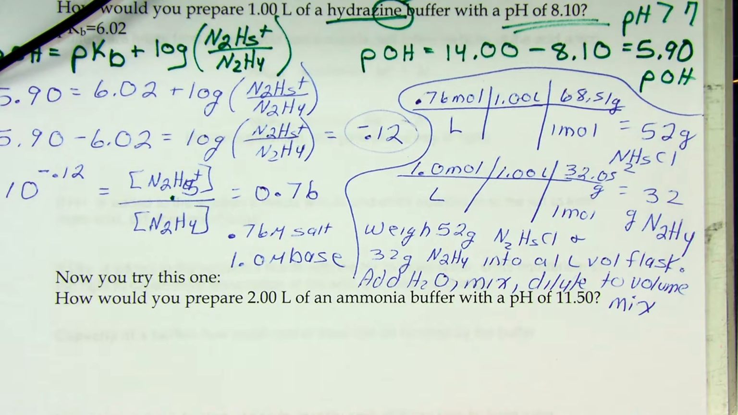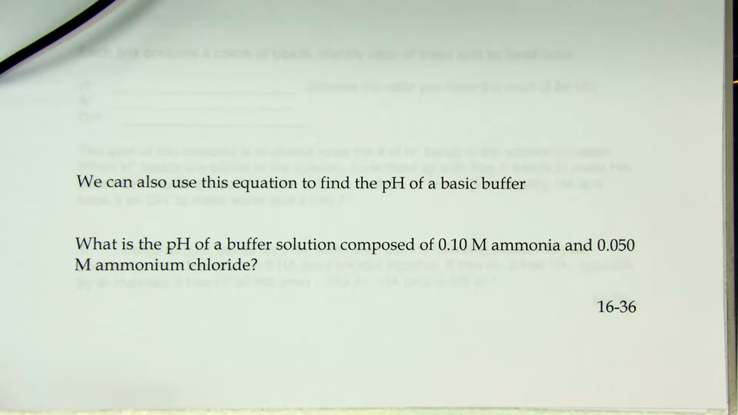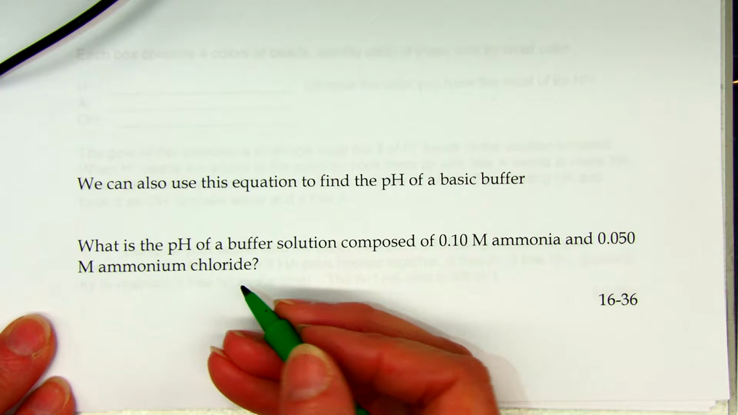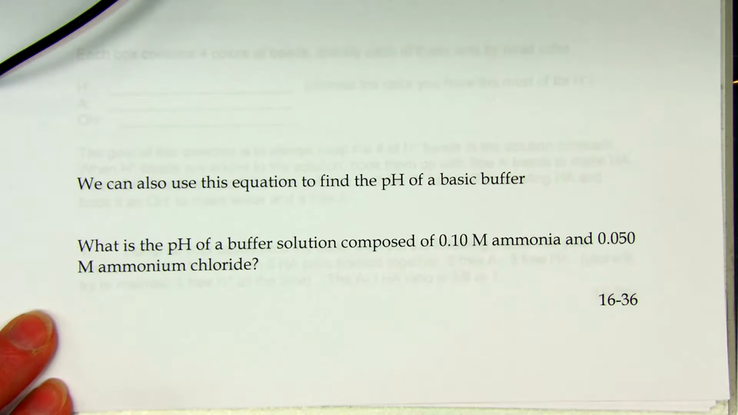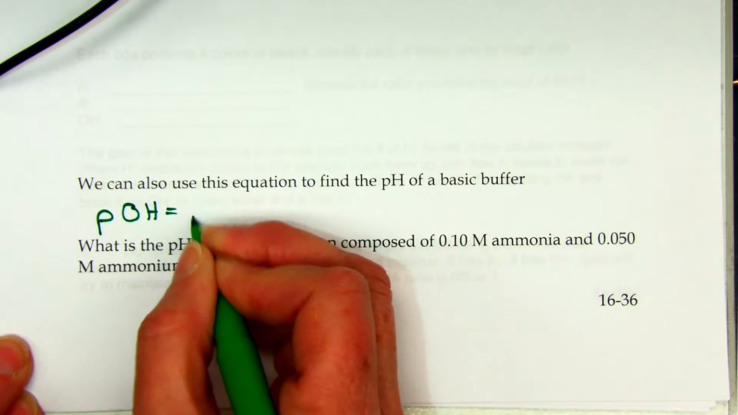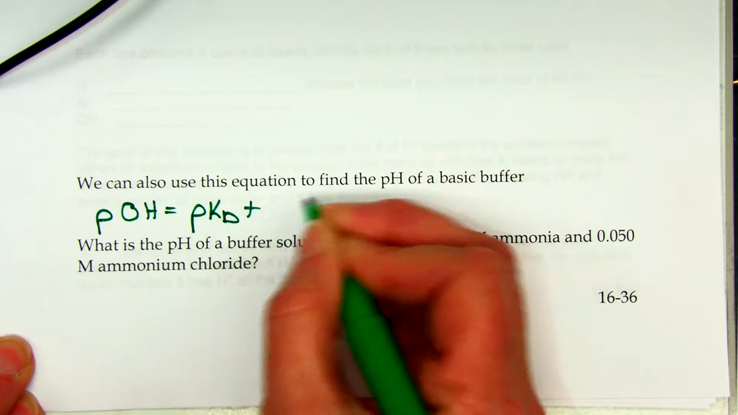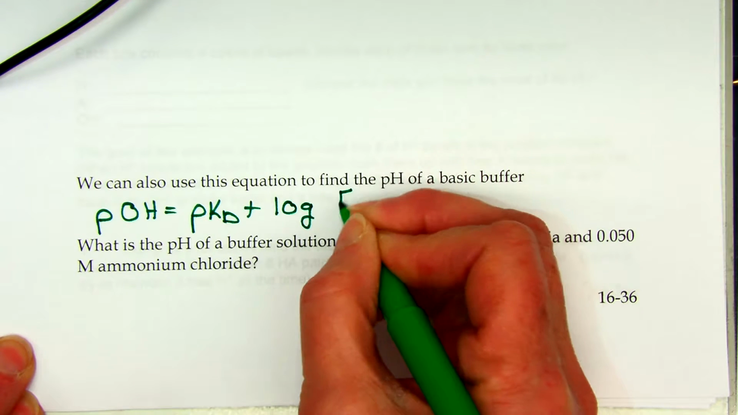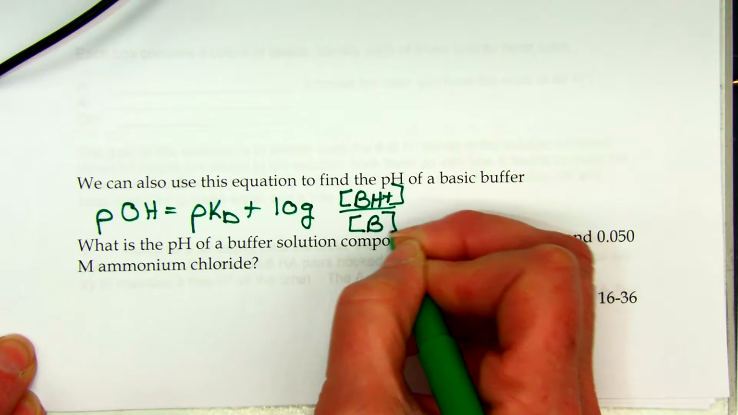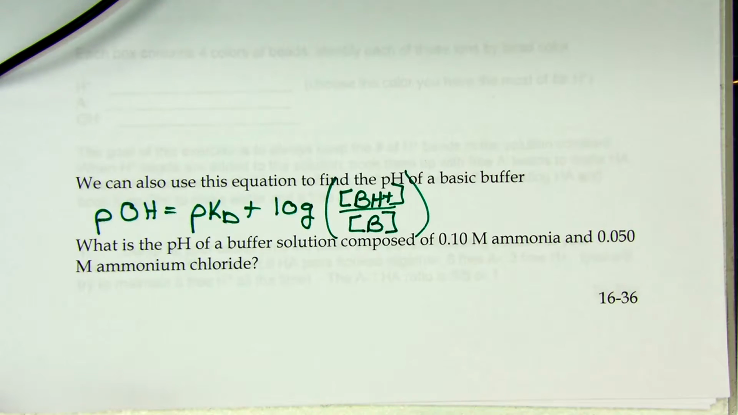Oh, no, I guess we want to do one more thing here. Sorry. Using the Henderson-Hasselbalch equation to find the pH of a basic buffer. We learned to find the pH of a basic buffer using an ice chart. And we can also do it quick and dirty. We know that pOH is equal to pKb plus the log of the concentration of BH+ over the concentration of B. So we can just plug and chug like we did with the acid buffers.